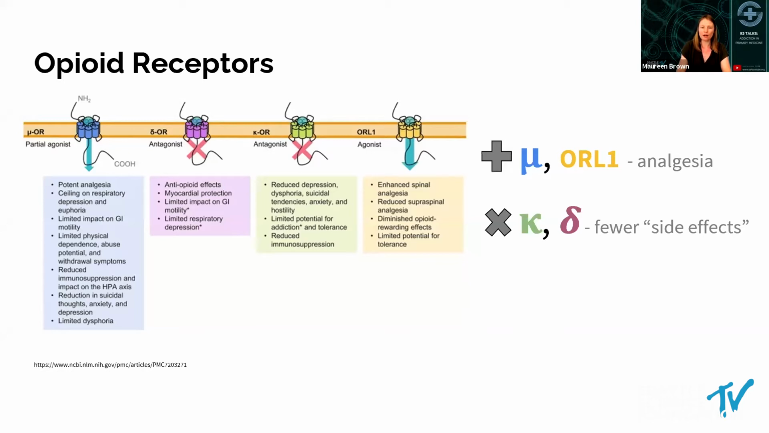There's also another receptor that's a little less well understood called ORL1, or opioid receptor like 1, terrible name, that is thought to be implicated in specifically spinal analgesia. And buprenorphine is a full agonist here. So it has really good efficacy at that receptor.